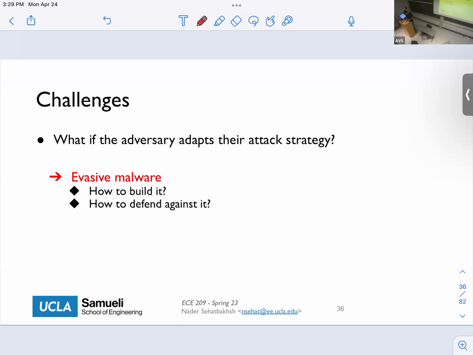But at the end of the day, it's basically a cycle of I create a defense, there is a malware, I create another defense, and there is malware, and so on and so forth. Really, the effective mechanisms are those that can break this cycle and show that even if the adversary tries to make better malware, they cannot because of these fundamental reasons that we have.